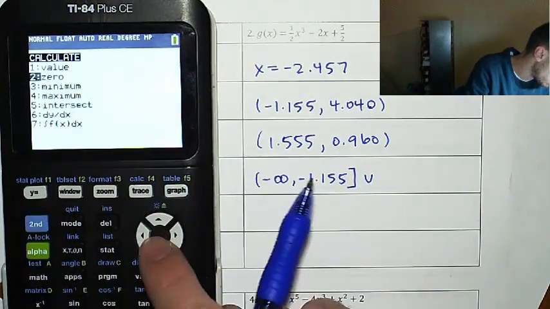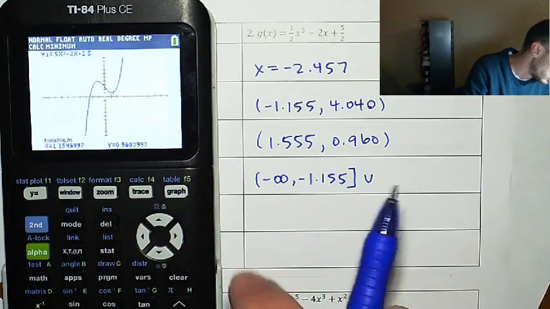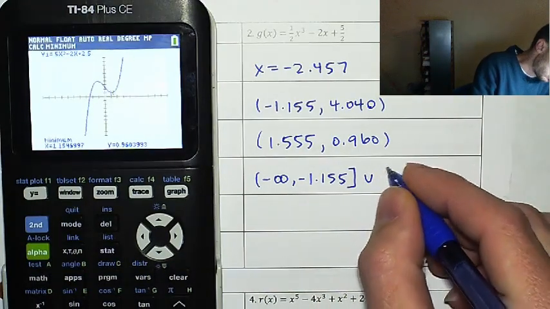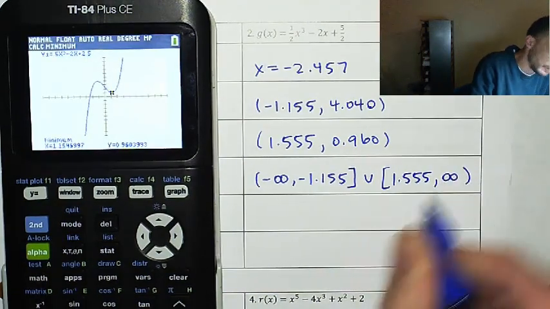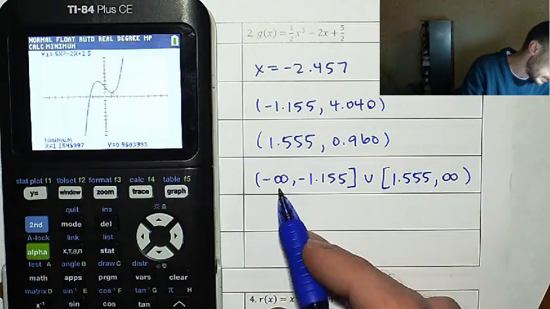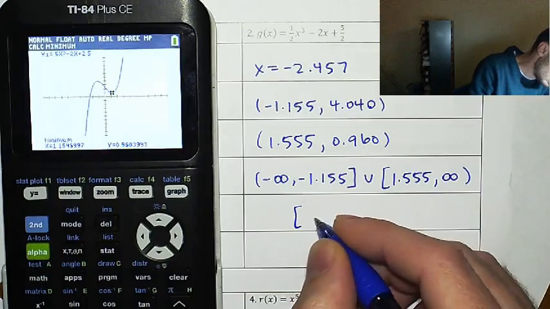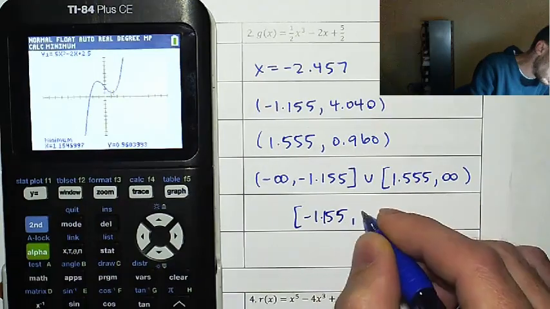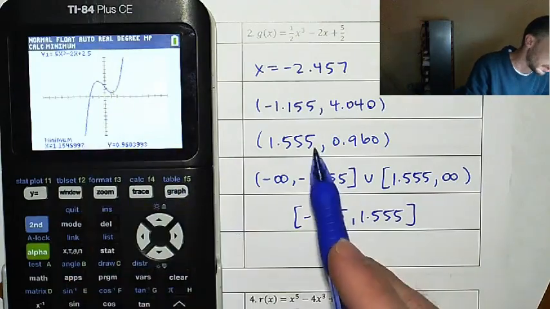Okay, let me make sure I did that right. I feel like I just moved the cursor a little bit, but yeah, okay. And 1.555 up to positive infinity. If you wanted to make these open intervals where these are parentheses, it'd be the exact same thing. All right, and then interval of decrease would be between the relative maximum and the relative minimum, so that would be negative 1.155 up to 1.555. And then number of turning points was 2 because I had 2 extrema.